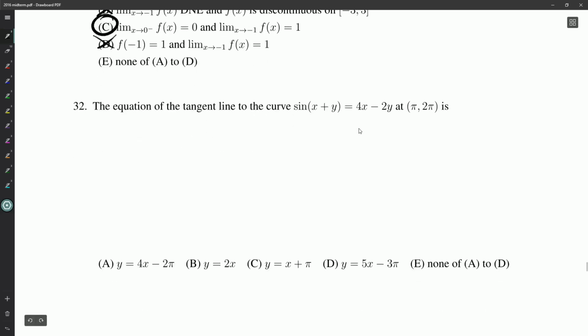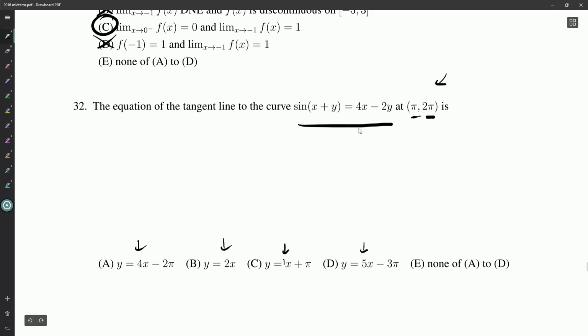All right. 32. The equation of the tangent line to the curve... Ooh, quite the function here. Sine of x plus y equals 4x minus 2y at pi, 2 pi. You'll notice all these answers here are expressed as y equals mx plus b. So we'll have to figure out our slope, so our dy by dx. At this particular point, we'll probably have to use both the x and y values. But if I take a look here, all these slopes are different. Slope of 1 there. So this shouldn't be too bad. We'll let the slope sort of do most of the work.